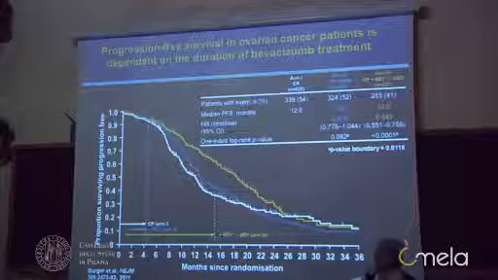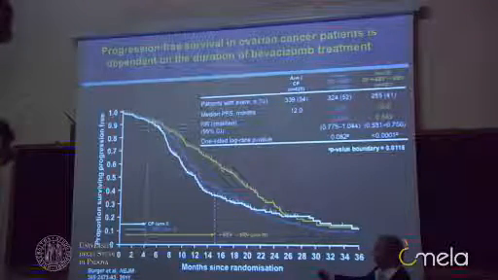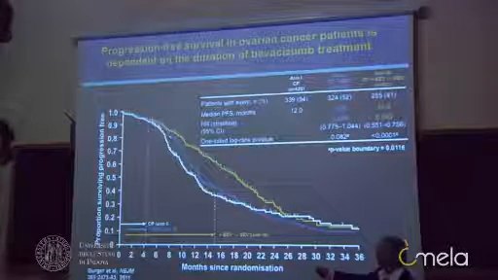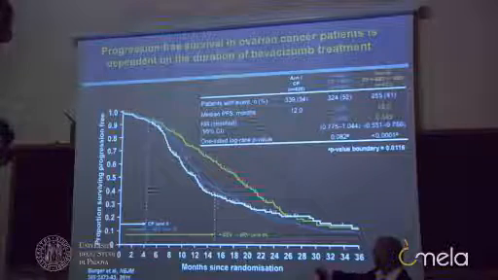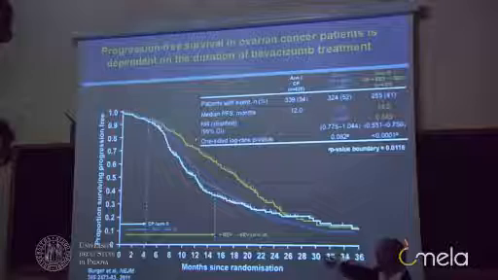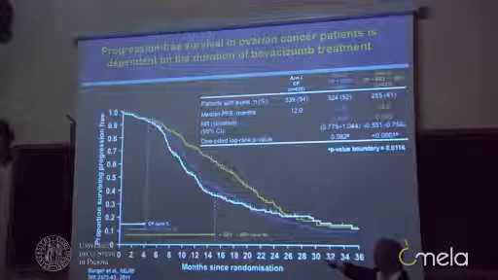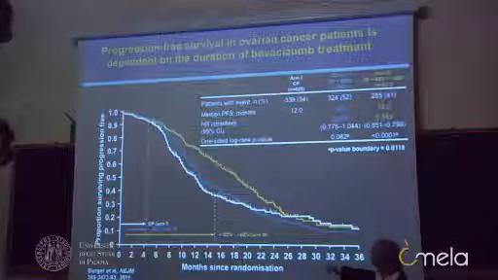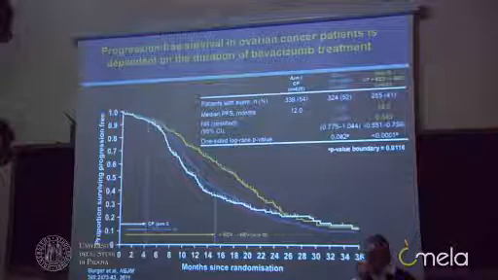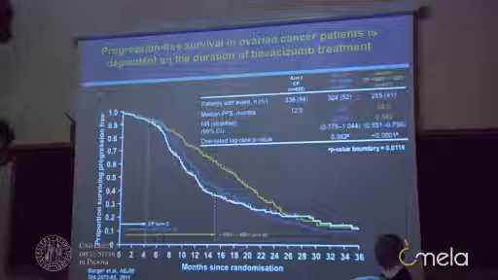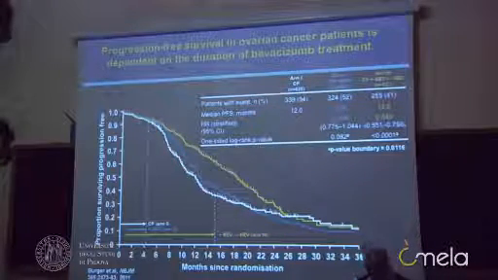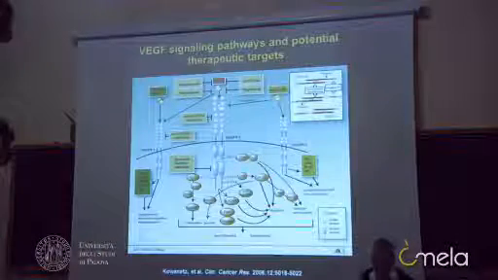This is another example of what I was telling you at the very beginning, that the duration of the therapy is very important. In this study, comparing a short-term treatment with bevacizumab, in patients with ovarian cancer, versus a long-term maintenance, once again the greatest benefit is very clearly seen when the bevacizumab treatment is done for a prolonged period of time, for obvious reasons.